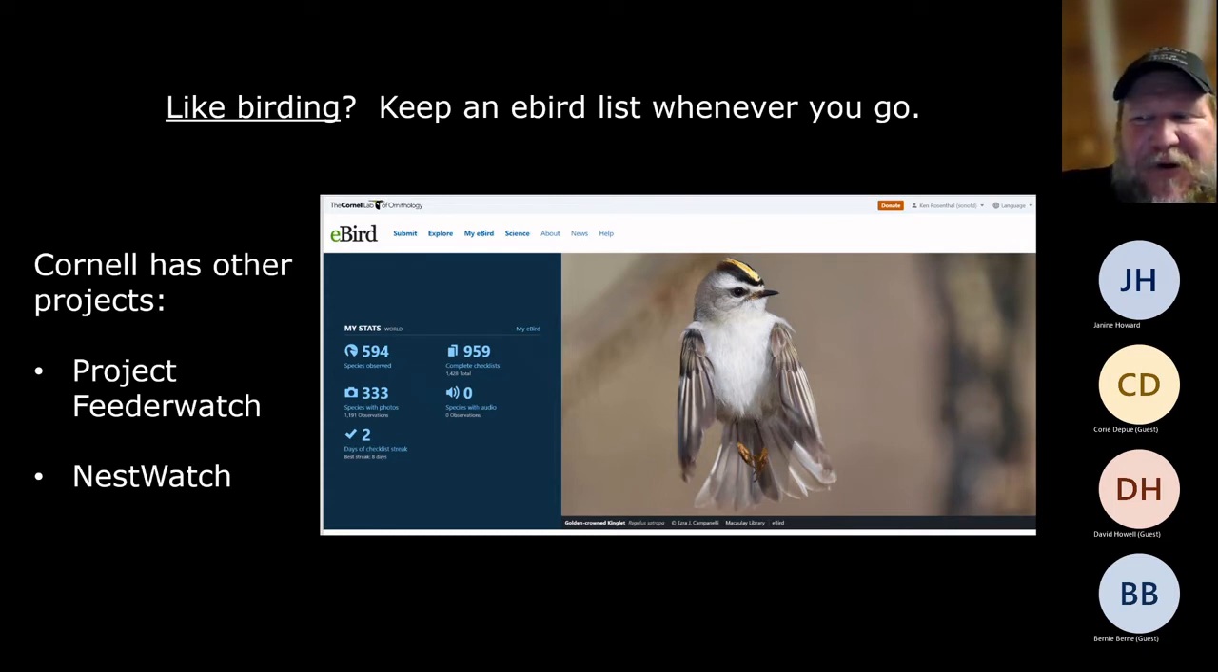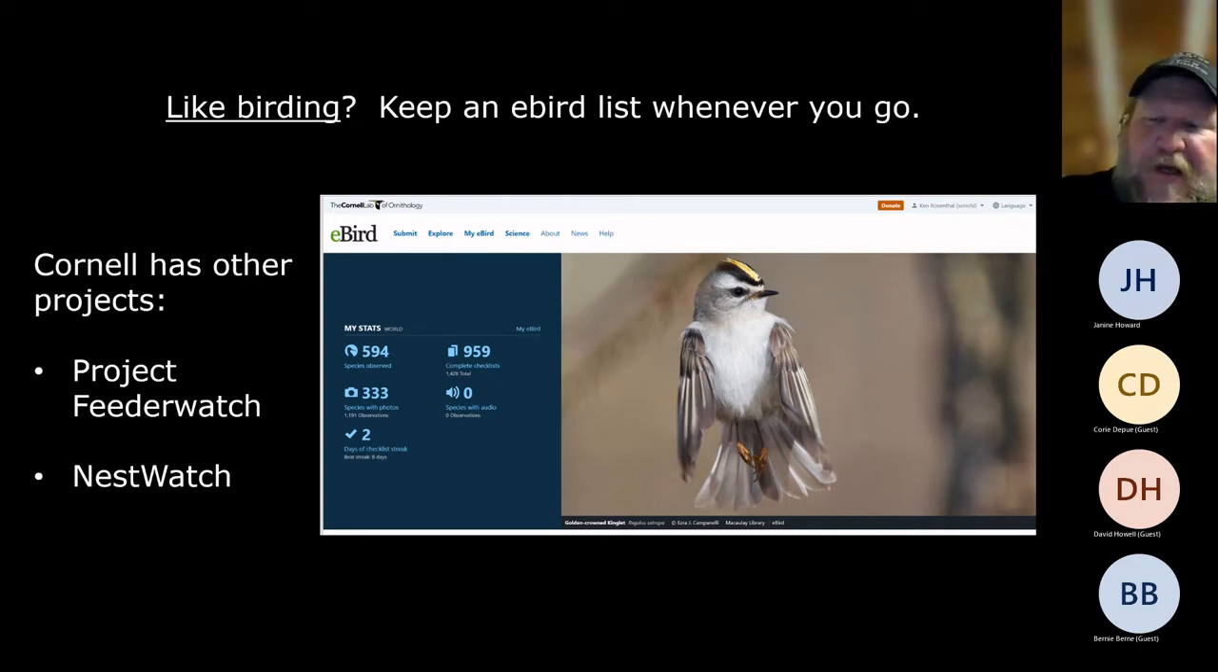And eBird is a place where you can keep a list wherever you go. You can make a list for every outing, and you can submit it to eBird. eBird will keep a list of everything you've seen in every list that you've sent, and so you can suddenly have a life list through eBird. You can see how many species you've seen. Oh, those are actually my stats right there. So how many checklists I've done, how many species I've observed, the number of photos I've sent. I haven't done any audio.